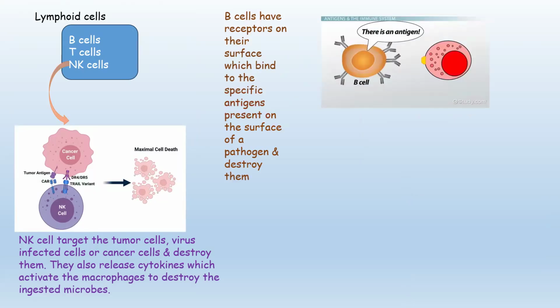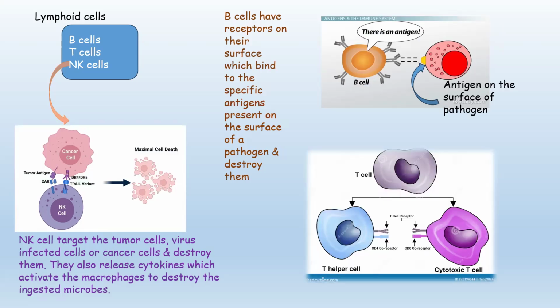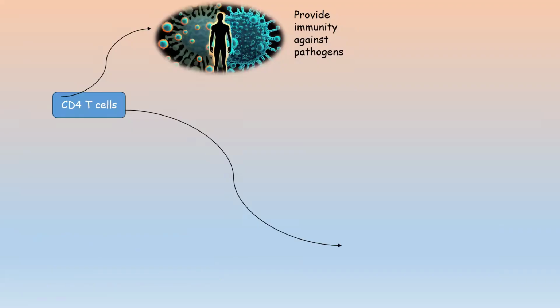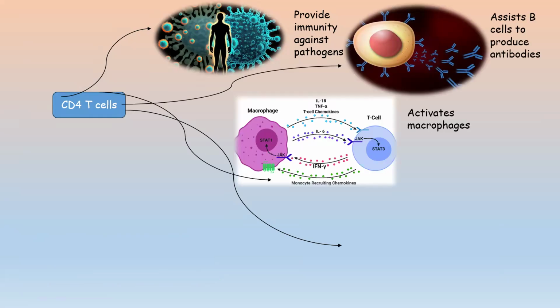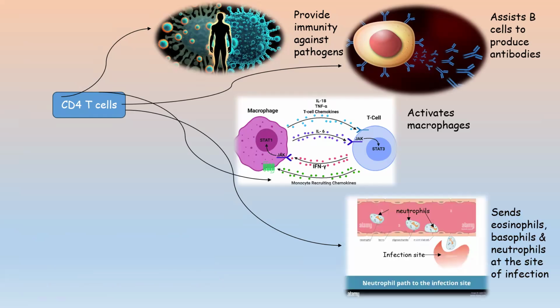B cells have receptors on their surface which bind to the specific antigens present on the surface of a pathogen and destroy them. Next are the T cells, which are antigen specific. There are two types of T cells, CD4 or helper T cells and CD8 or cytotoxic T cells or killer T cells. CD4 T cells provide immunity against pathogens, assist the B cells to produce antibodies, activate macrophages, and send eosinophils, basophils, and neutrophils to the site of infection.